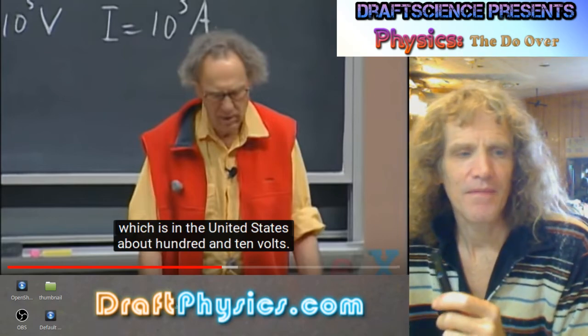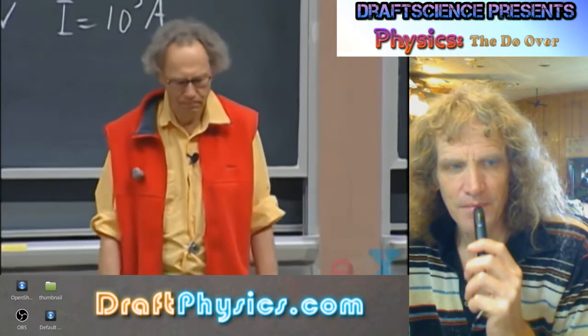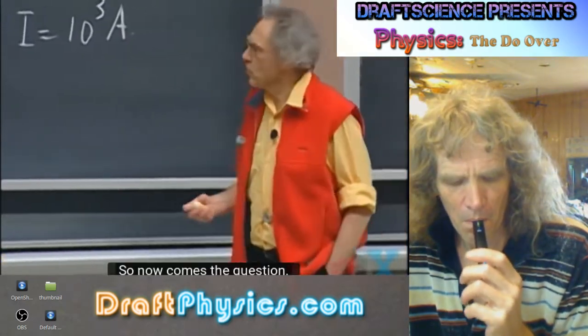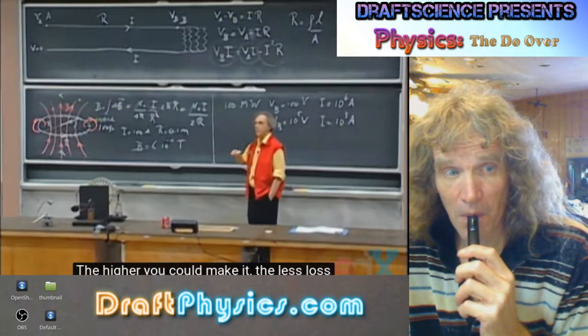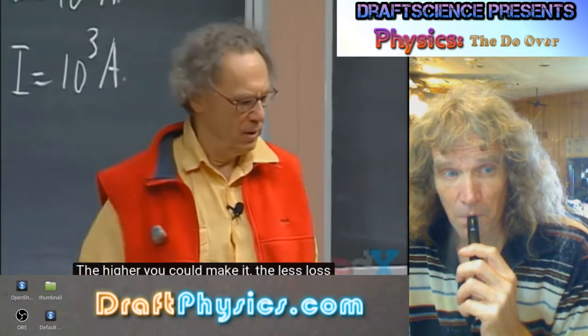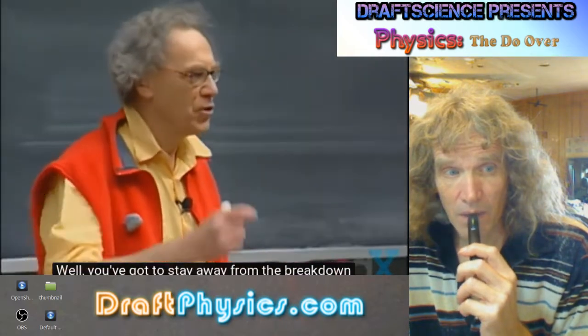Cool. 10 volts. In Europe, it's 220. So now comes the question, how high can you make V of A? The higher you can make it, the less loss there would be along the way. Well, you have to stay away from the breakdown electric field, which is 3 million volts per meter.